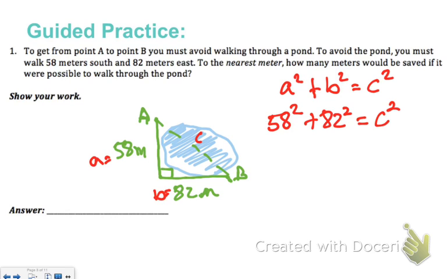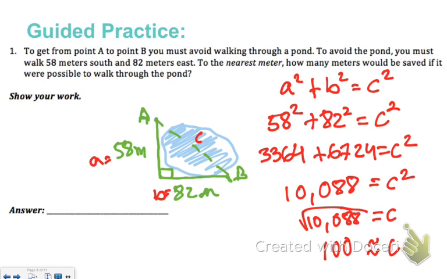As you're solving these in your calculator, pause the video and unpause for the final answer. So the hypotenuse, or the distance across the pond from point A to point B, is about 100 meters. Now the question is asking how many meters would be saved if it were possible to walk through the pond.